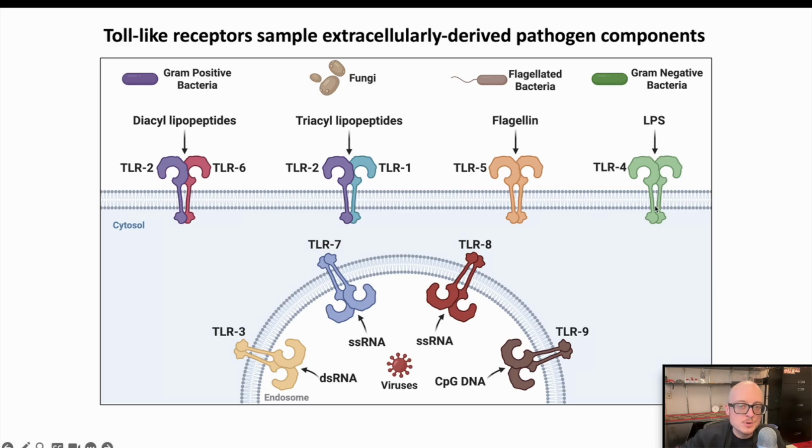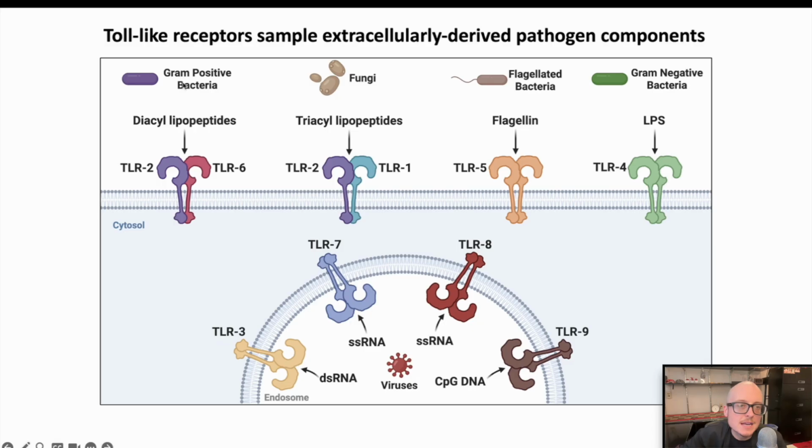There are plasma membrane TLRs, which you can see here. These include heterodimers of TLR2 and 6, as well as heterodimers of 2 and 1. Finally, we have homodimers of 5 and homodimers of 4, and each of these are specialized to recognize a particular PAMP that corresponds to a particular type of pathogen that we are likely to see in the extracellular environment.